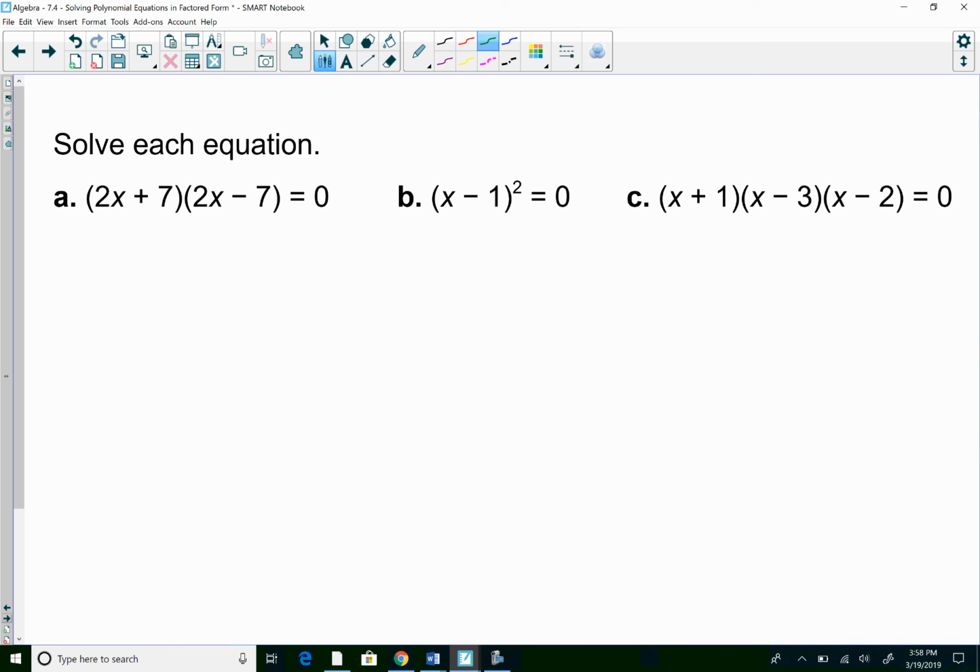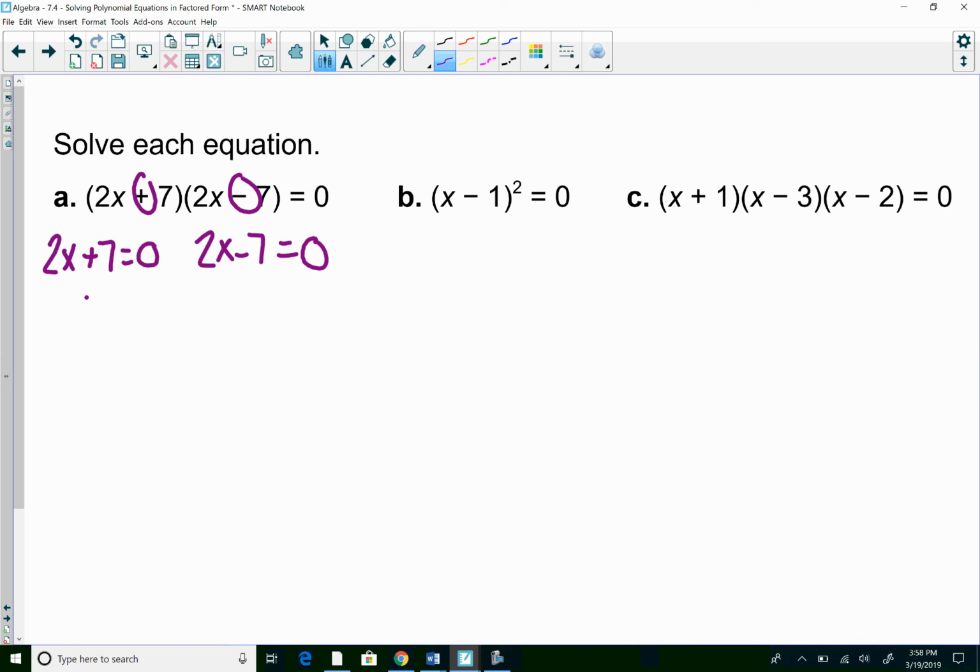For the next 3 examples, your solutions turn out to be slightly different than those of the first 3 examples. And I'll show you how in just a second. So let's look at part A, where you've got 2x plus 7 equals 0, and then you've got 2x minus 7 equals 0. Okay, now notice the big difference between these two is that the only thing that's different is the sign. So really, you've got 2 two-step equations here.